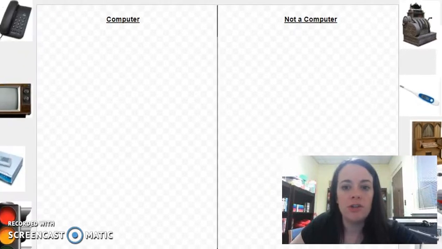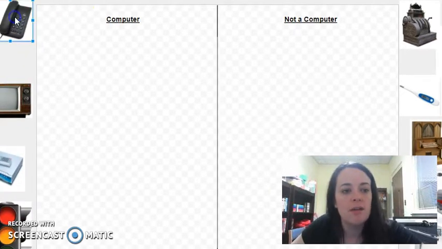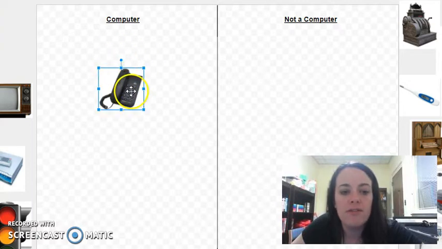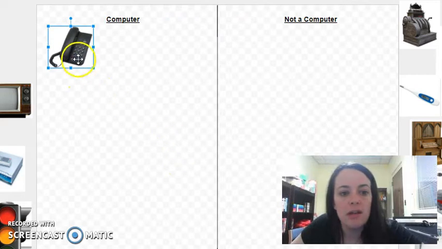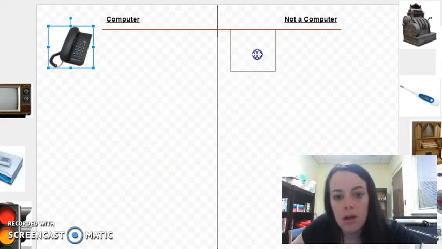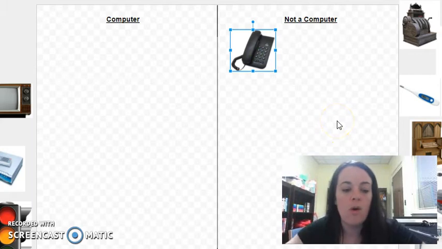What you're going to do is click on these items and drag them where you think they are. So this telephone right here, if you think this is a computer, it goes on the computer side. If you do not think it's a computer, it comes over here. Okay, so this should take you a few minutes. There are objects on both sides, left and right. I want all of these objects put into one of these sides.